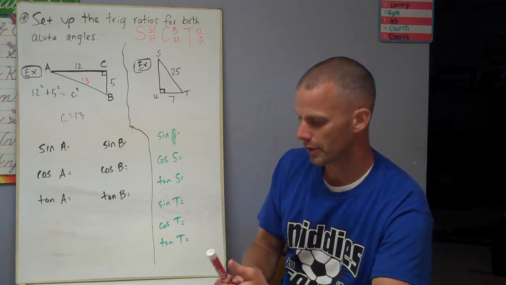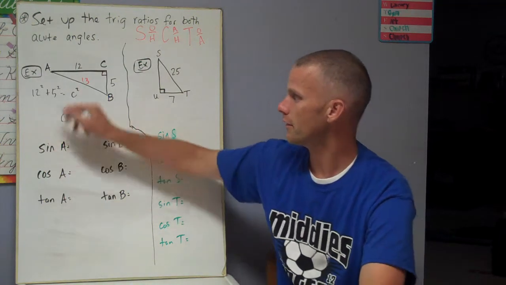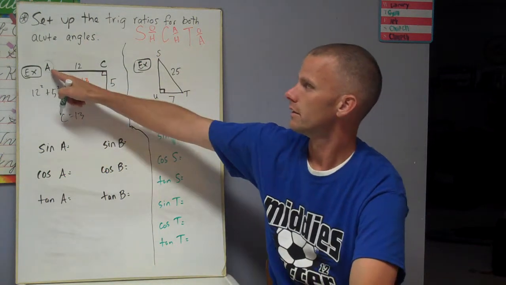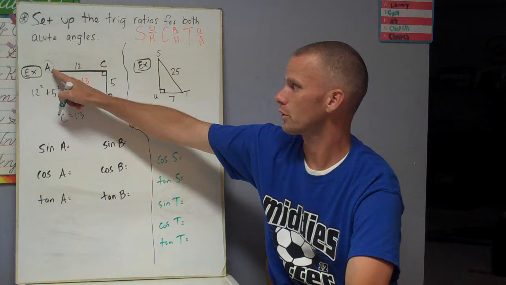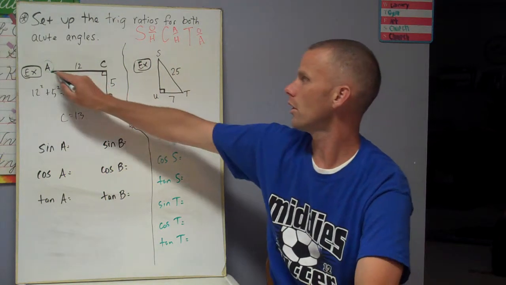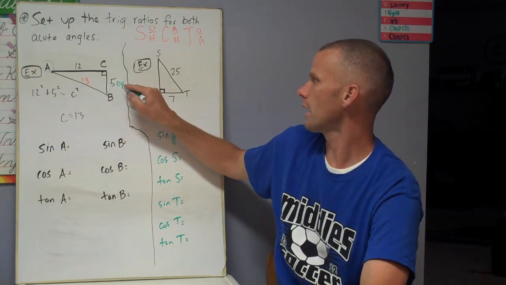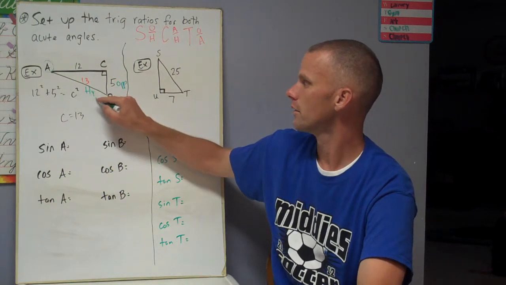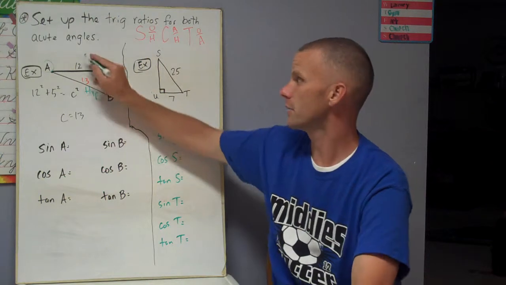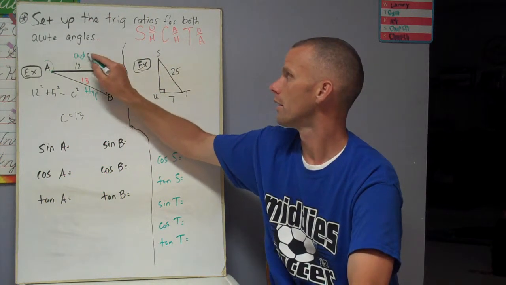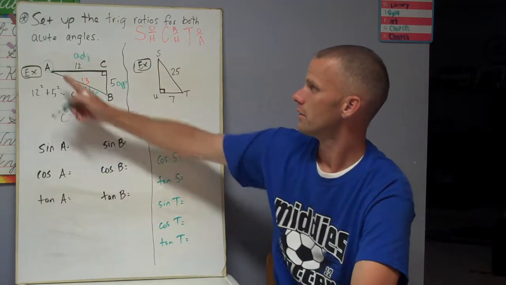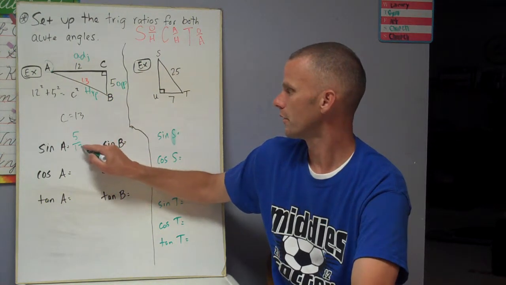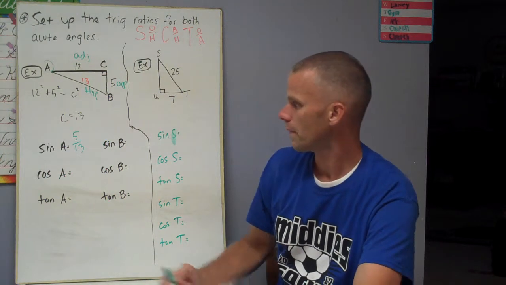So we go to set up our ratios here. Sine of A. So here's angle A. So opposite angle A. Opposite means we're going to travel through the triangle all the way across. This would be opposite. Across the right angle, clearly that's the hypotenuse, which means the third side has to be the adjacent. So opposite 5, hypotenuse 13, there's my ratio.